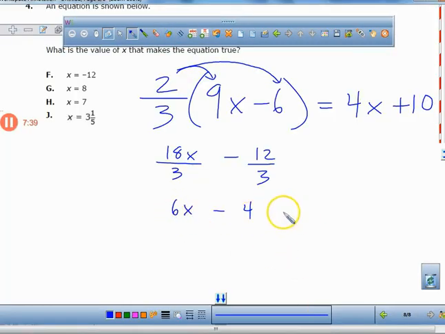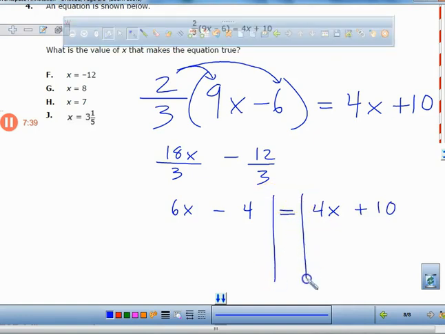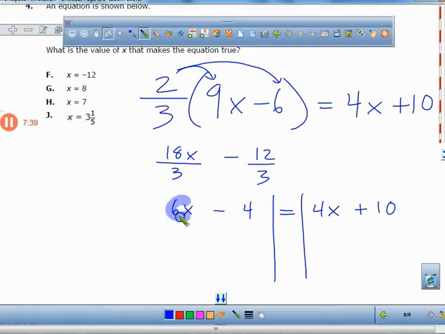Alright, now we're going to say equals 4x plus 10. Now we got to isolate the variable. I think we need to move the variables over here to the left because there's 6x's versus 4x's. So I think we need to take away 4x from both sides. Let's see what he does. Just take away 4x from both sides. Right, there's 6x's. There's 4x's. More on the left-hand side. Makes it easier.